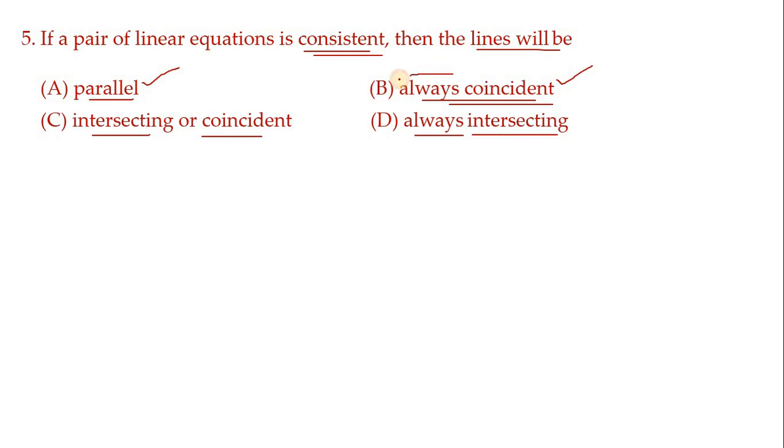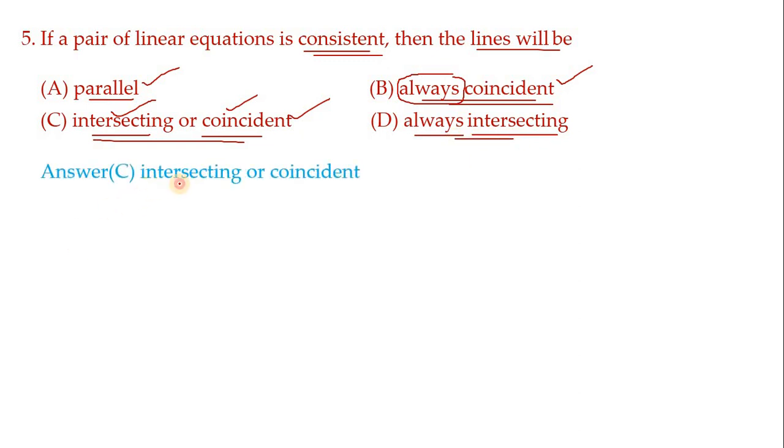They are talking about always coincident here. So this is also not the right answer. So C is the correct answer. See, intersecting or coincident is absolutely the correct one. Always intersecting is also wrong. So the correct option is C, intersecting or coincident lines. Move on to the next one.